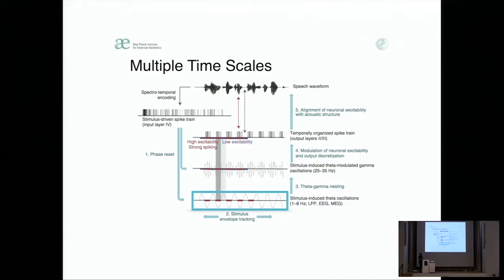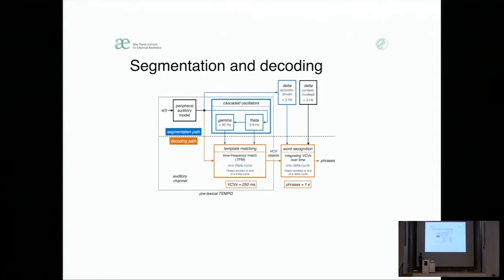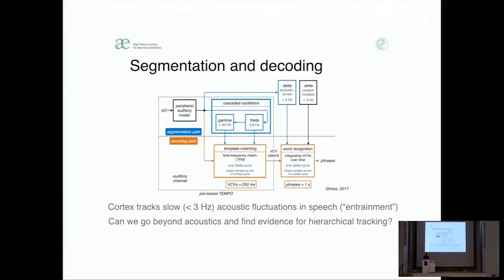What was originally defined as stimulus-induced theta oscillations between 1 and 8 hertz was later reevaluated. In that model you can distinguish the theta doing the segmentation component between 3 and 9, and then you have the delta at 3 or below 3. We know that these low frequencies can entrain to the slow fluctuations of the energy in the speech stimuli. But as Nai and Elana showed, we are more interested in understanding whether we can go beyond the purely acoustic.